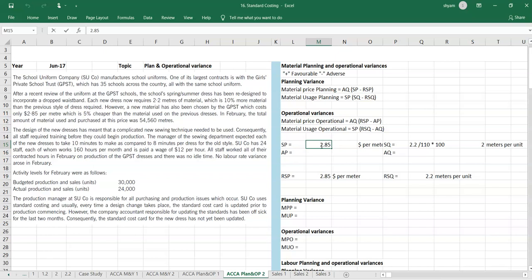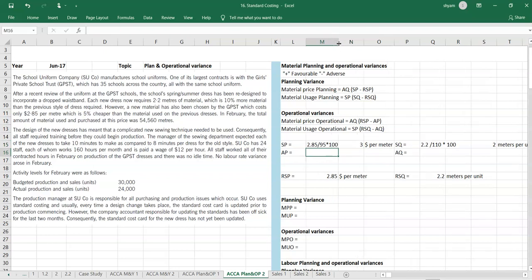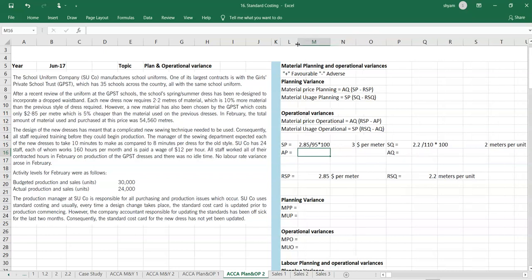Out of this, he says it is 5% cheaper than the material used in the previous dress. So this is the new price. What should be the old price? The new price represents 95%, so the old price would have been 100%. Let's solve it and we'll get the answer. So it is $3 per meter. Right, we got this number also.